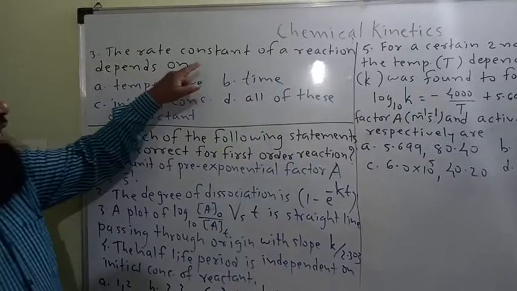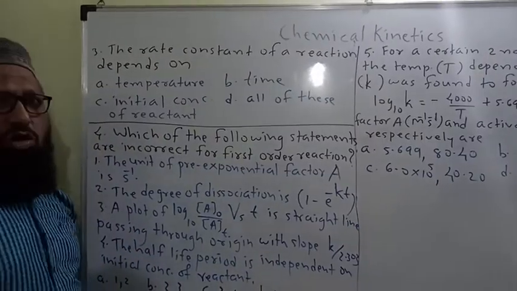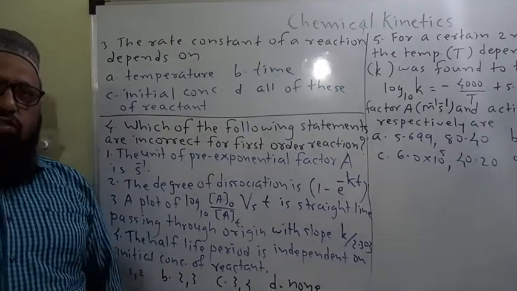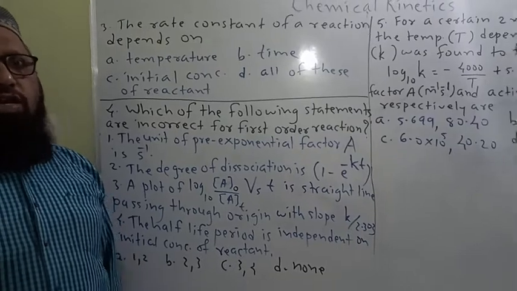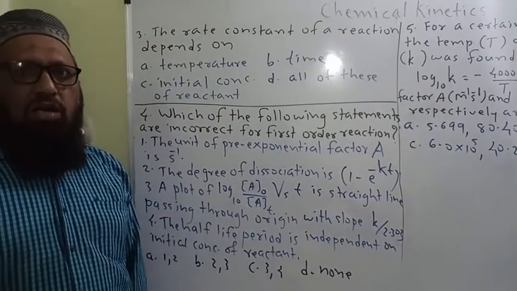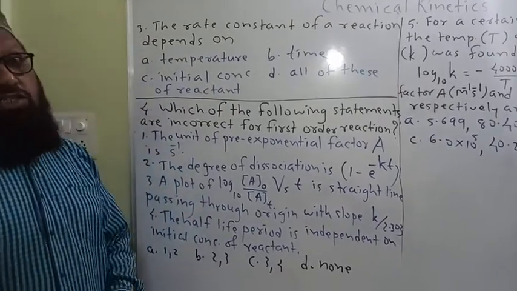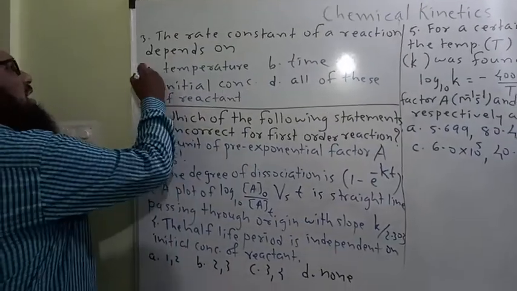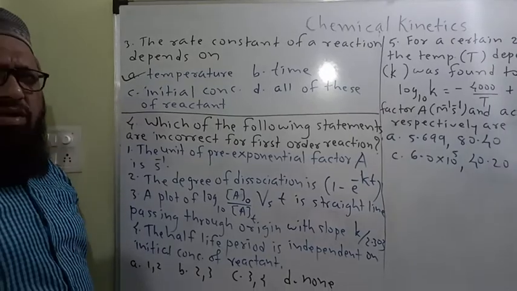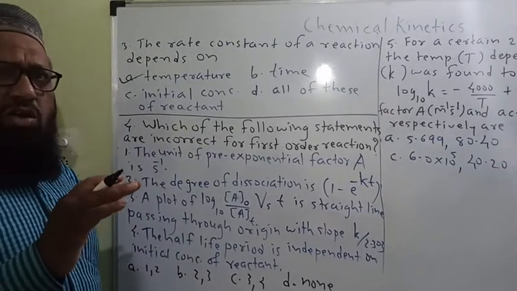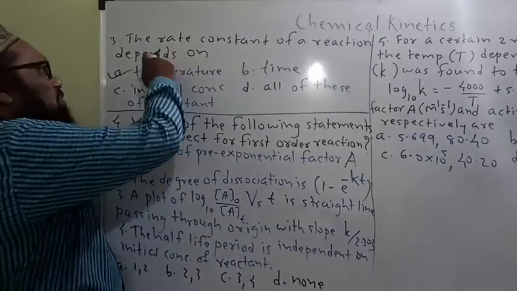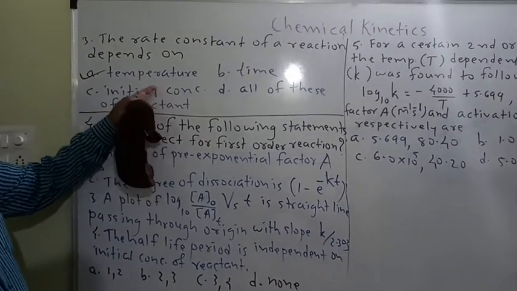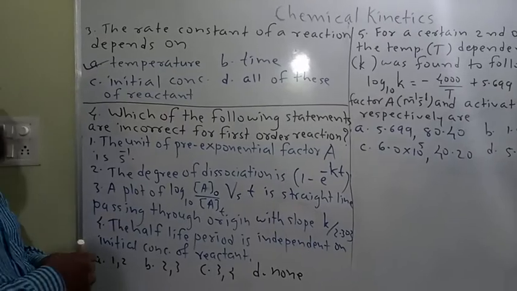Question 3. The rate constant of a reaction depends on. Dear student, remember rate constant is fixed. Its value is constant at constant temperature. As temperature changes, rate constant changes. Therefore, the correct option is temperature, not time. Time may change, concentration changes, but the rate constant remains the same. It does not depend on initial concentration, it depends only on temperature.